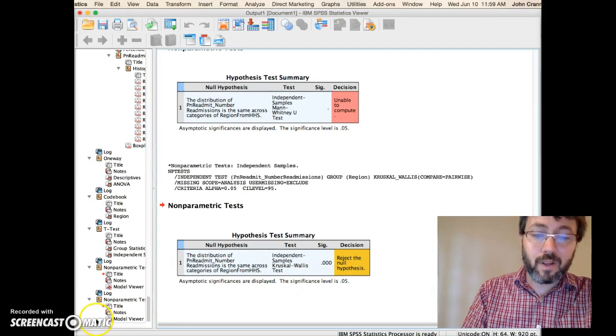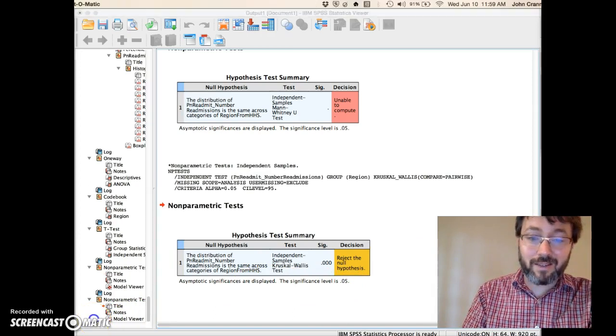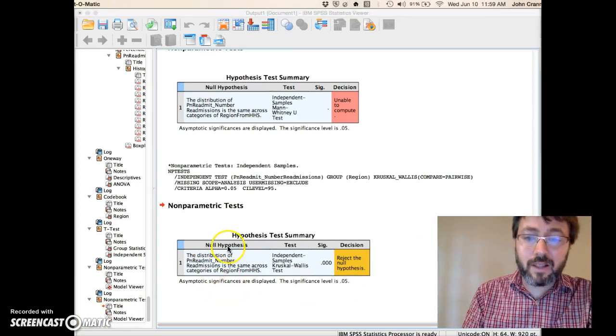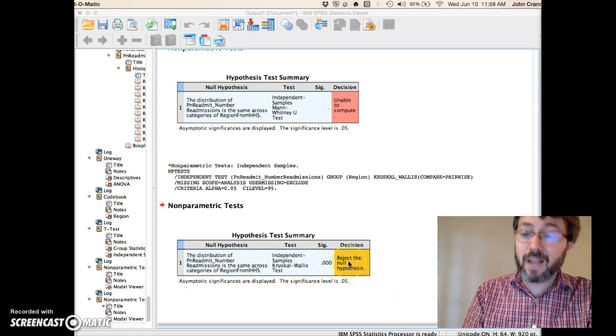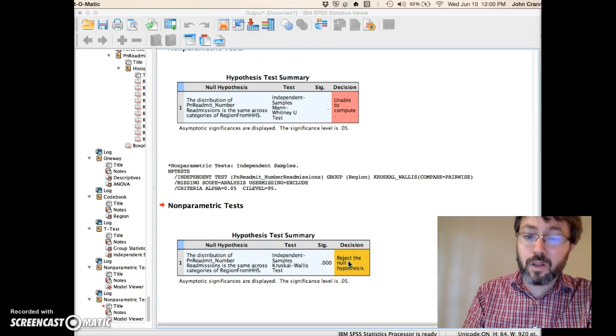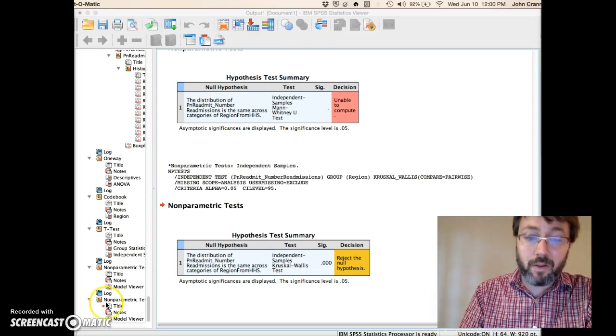Now this time, this is exciting. Look what we have here. Our output gives us the null hypothesis, the test, the p-value, and the decision all in the output. So it makes our job a lot easier. It says we're testing the null hypothesis that the number of pneumonia readmissions is the same in each region of the United States, with a p-value of 0.000, so much less than 0.05. So we reject the null hypothesis and we conclude that the number of pneumonia readmissions is statistically different by region.